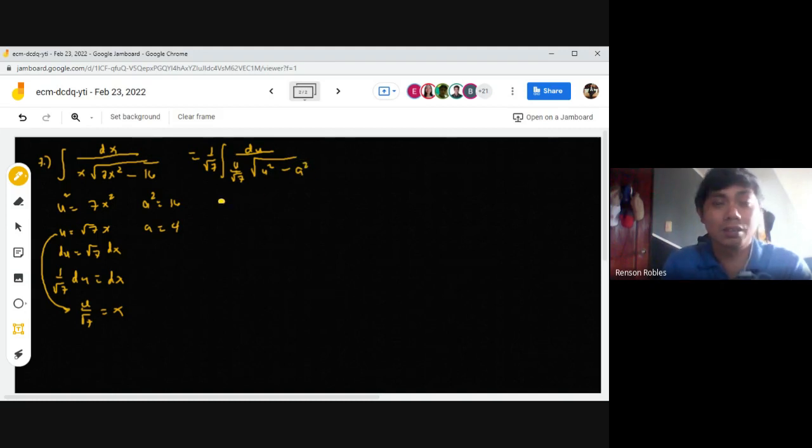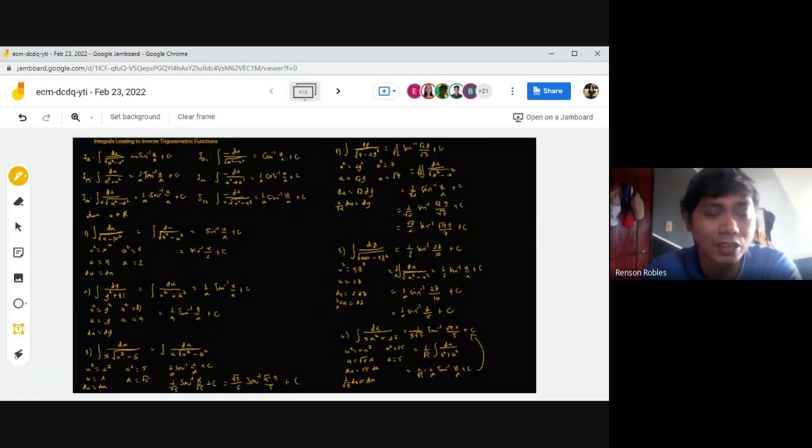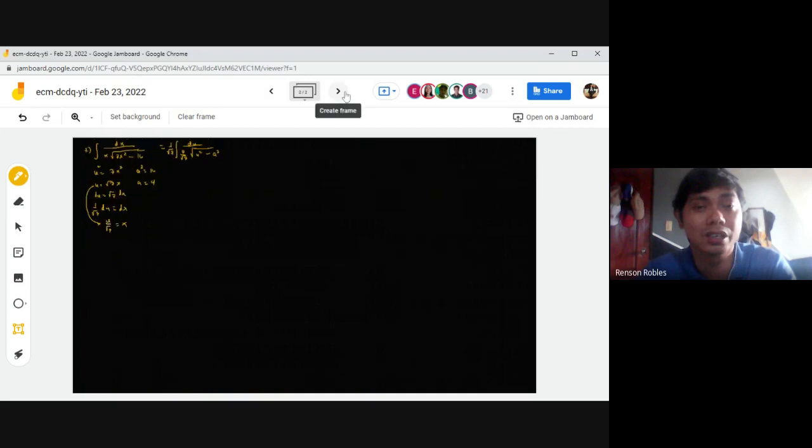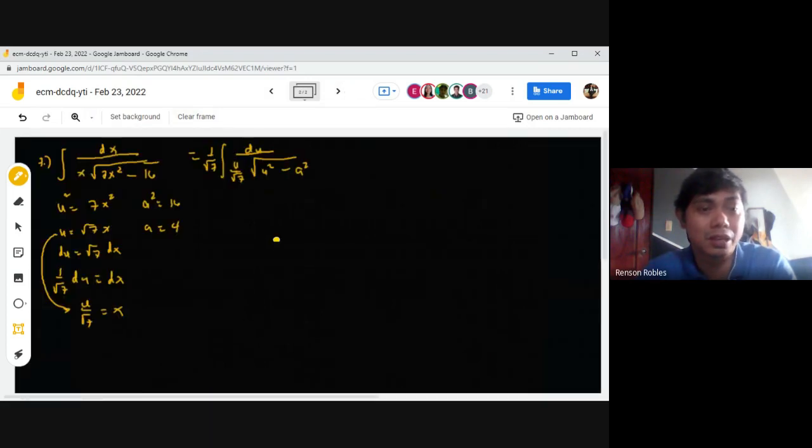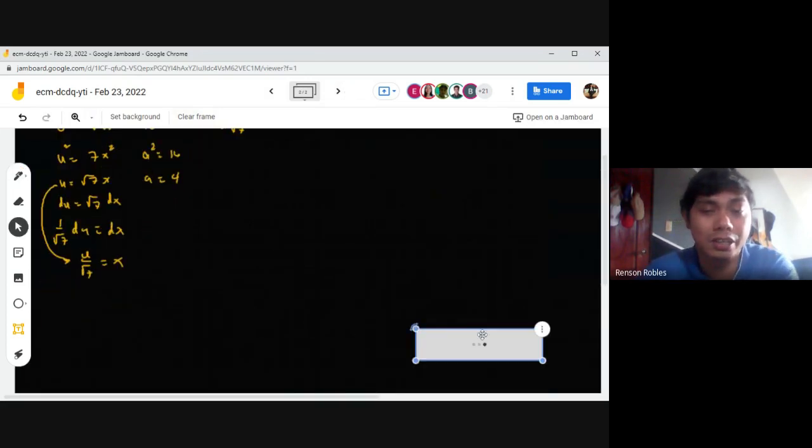Sir, it seems that's not the same as the I-20. Because when you go back to I-20, sir, that's only u. There's no constant in the denominator. Right? It seems it's not the I-20, sir.